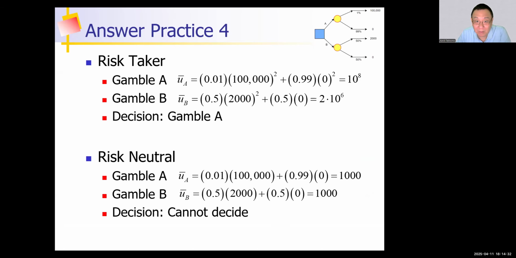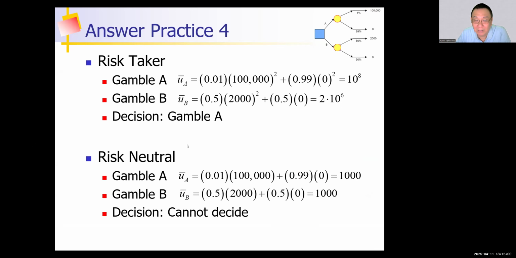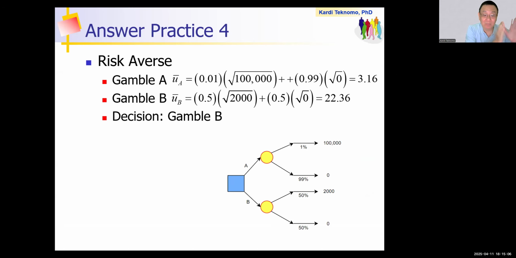So now if you are risk averse, our function now becomes square root. The same probability, but we compute the square root of this payoff. Then you can start to see, if you are risk averse, you will choose gamble B. If you are a risk taker, you will choose gamble A. This is exactly what we expect. Based on different type of risk attitude, you will select the decision.